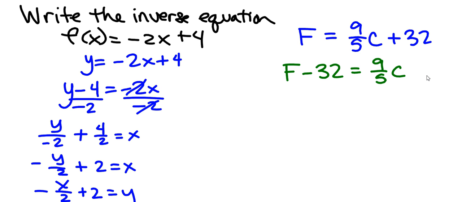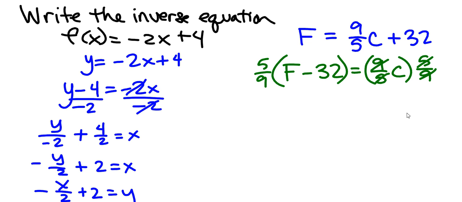Next, I can do this in 2 steps. I can do this in 1 step. I have a fraction. If I want to get rid of that fraction, I can multiply by 5 and divide by 9. So another way we say this is we multiply by the reciprocal. And our reciprocal would be 5/9. So then the 5s will cancel and the 9s will cancel on the right side. And we get Celsius equals 5/9 Fahrenheit minus 32.